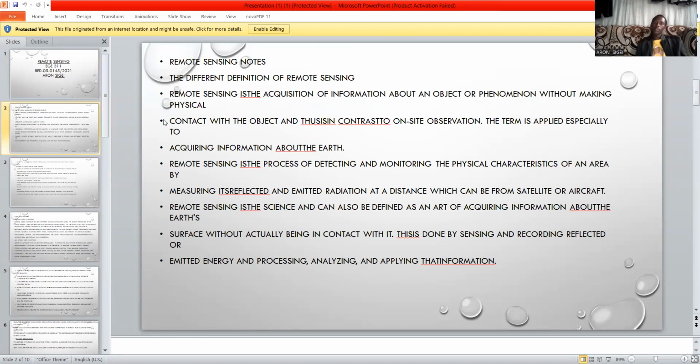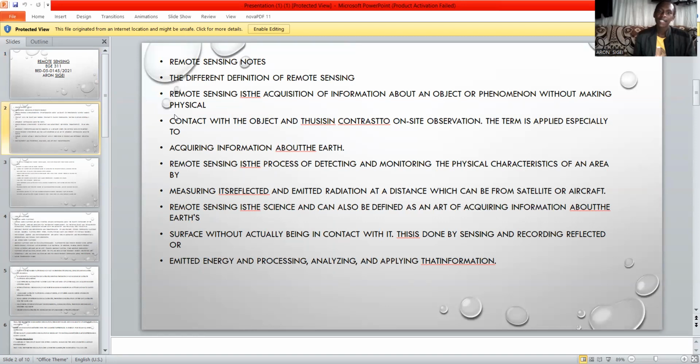Remote sensing is the acquisition of information about an object or phenomenon without making physical contact with the object. The term is especially applied to acquiring information about the Earth. Remote sensing is the process of detecting and monitoring physical characteristics of an area by measuring its reflected and emitted radiation at a distance, which can be from a satellite or an aircraft.